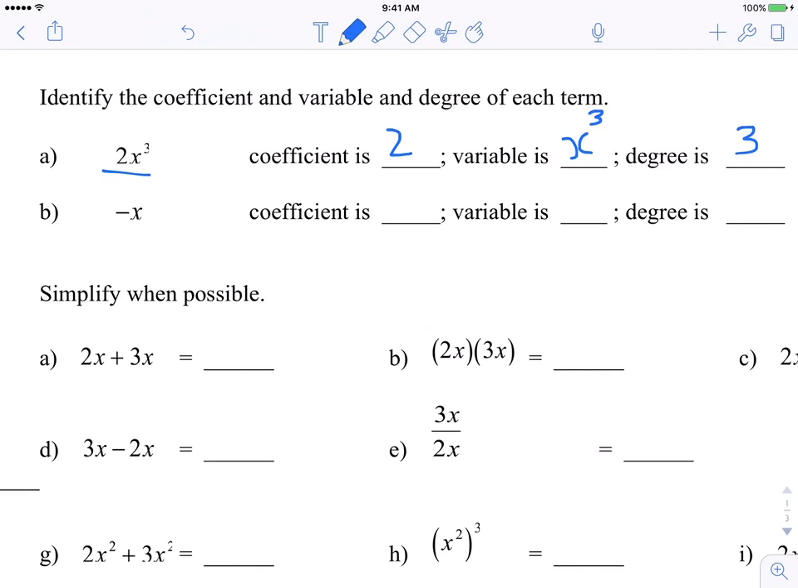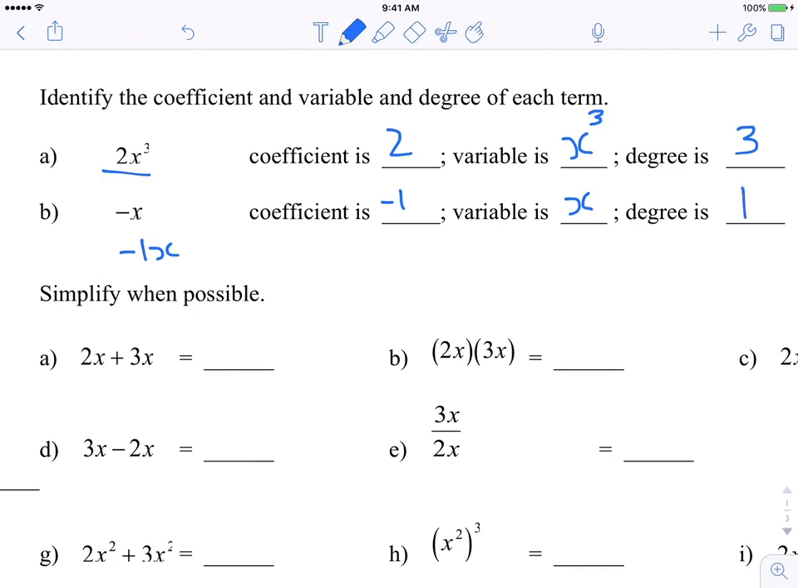Negative x is technically a negative 1x, but for proper form we don't write the 1. The coefficient is negative 1. The variable is x. Again, there's an exponent of 1 on that, but for good math form, we don't write the 1. The degree is the first.